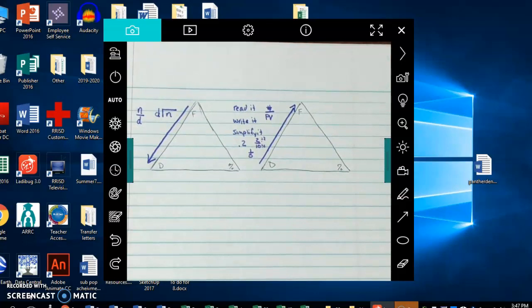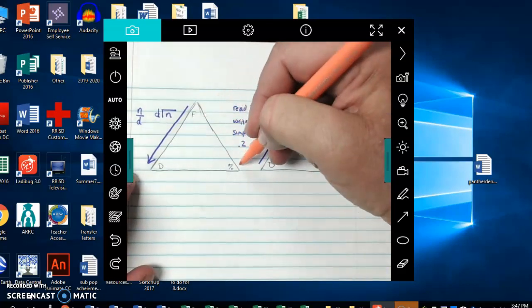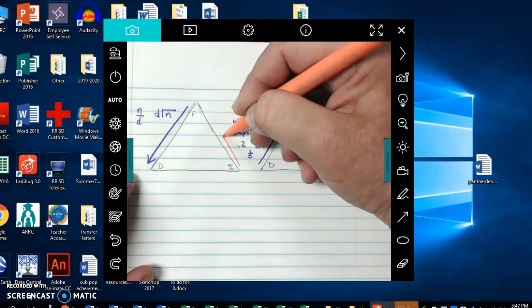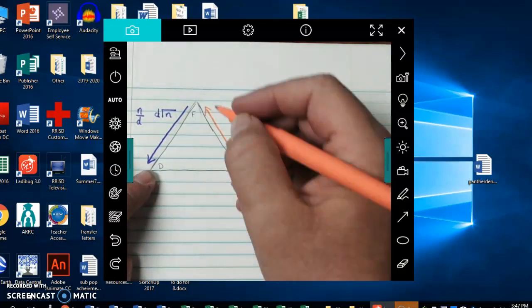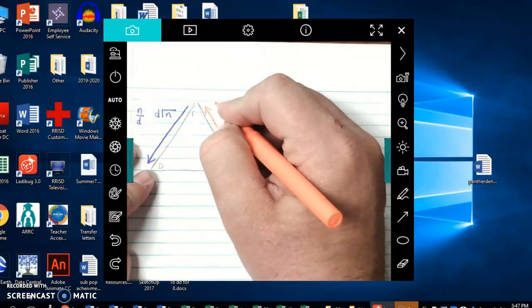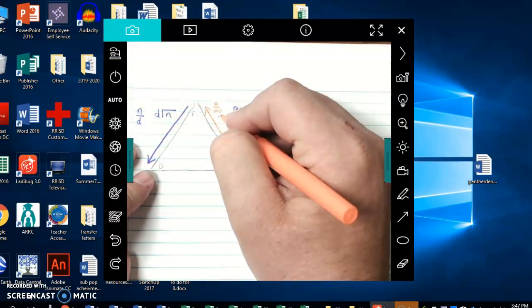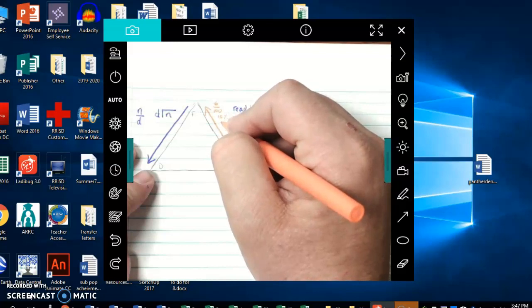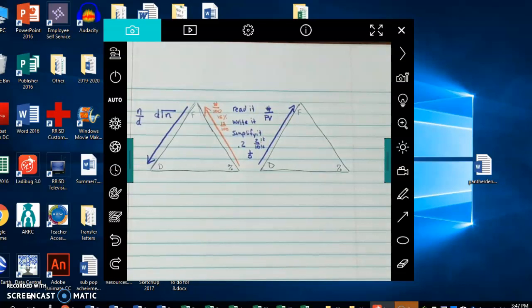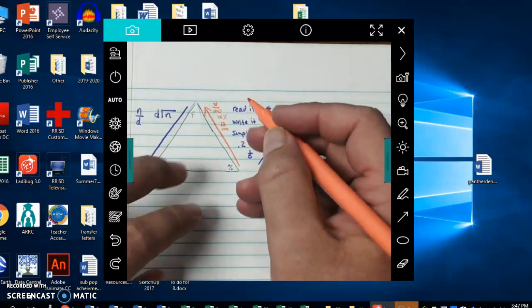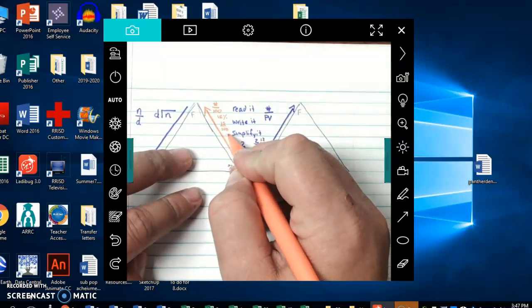Okay, now we're going to go from percent to fraction. We know that percent means out of 100, so you just put the number over 100. 15% is 15 over 100, and then you simplify that. So that would be 3/20.